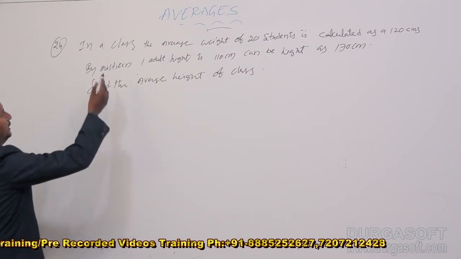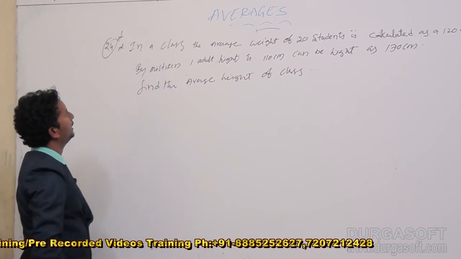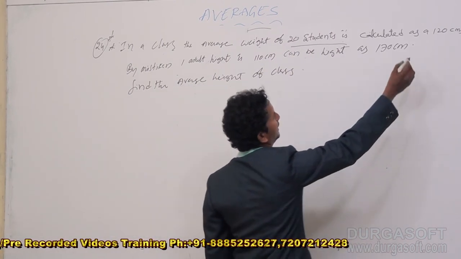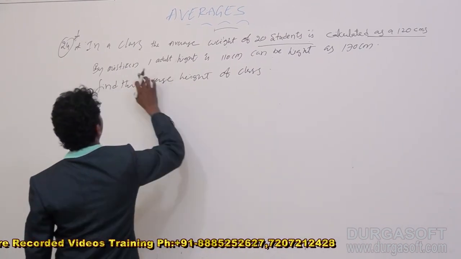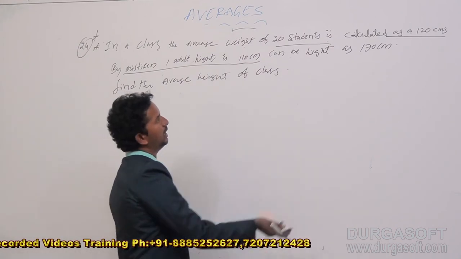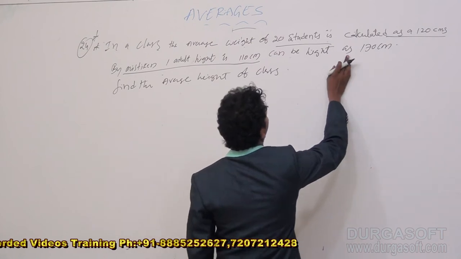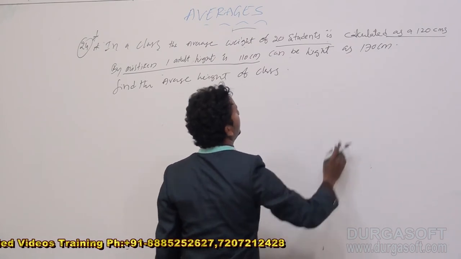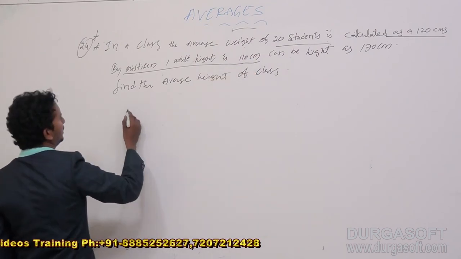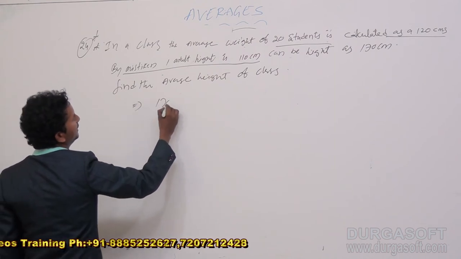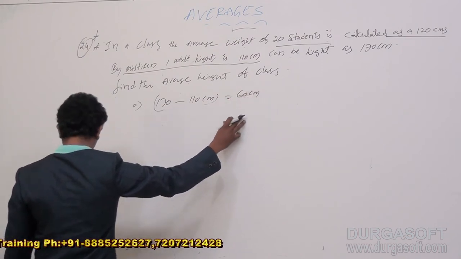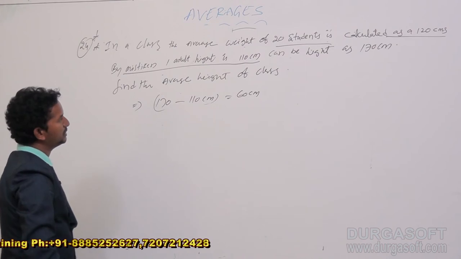Actually, in a class the average height of 20 students is calculated as 120 centimeters. By mistake, one student's height of 110 centimeters was taken as 170. So the actual value is 170 centimeters minus 110 centimeters. The mistake is 60 centimeters.